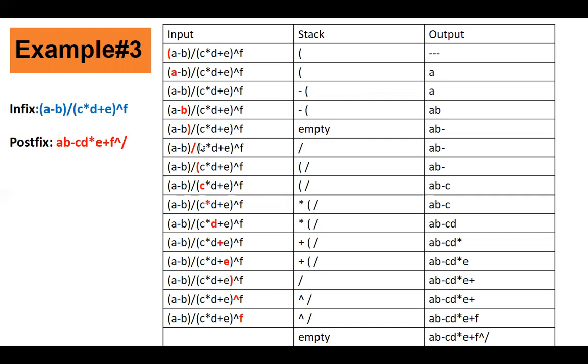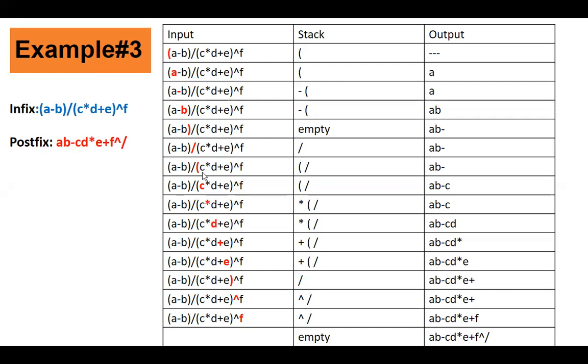Next, what you read is an operator, that is the division symbol. So just add it to the stack because your stack is empty. No comparison, directly you can add it. Output remains unchanged. Next, what you read is an opening bracket. Whenever you read an opening bracket, just push it onto the stack, irrespective of what the stack contains, right? So read an opening bracket, just push it onto the stack.